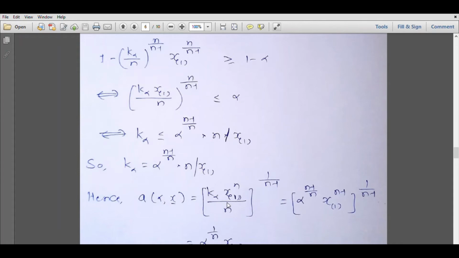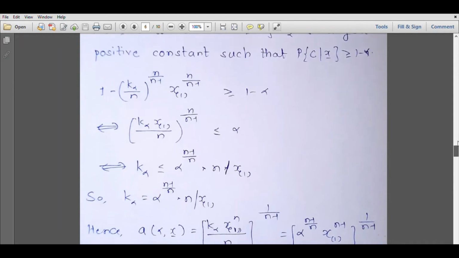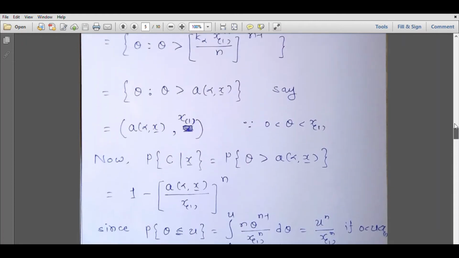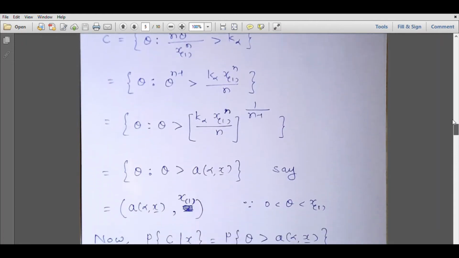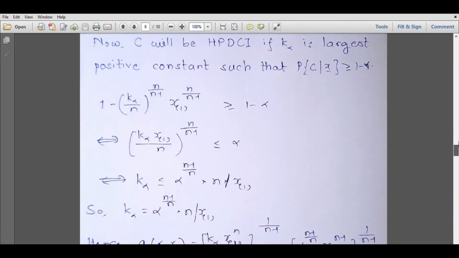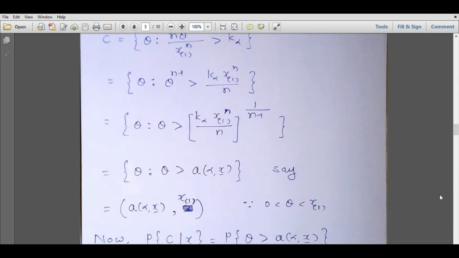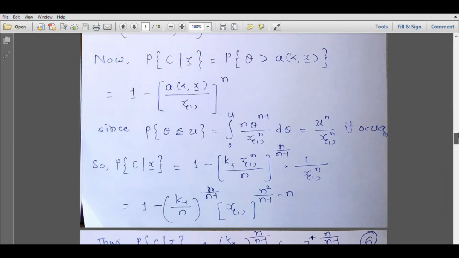See how did we get this? So you can have a look at the expression of a alpha again. See, here was the expression of a alpha. A alpha was k alpha into x ordered 1 raised to n upon n, whole raised to 1 upon n minus 1. Now k alpha we got as alpha raised to (n minus 1) by n into n upon x ordered 1. So this into n and this upon n, they will cancel each other. Then I had x ordered 1 raised to n here, and there I have upon x ordered 1. So I'll have x ordered 1 raised to n minus 1.